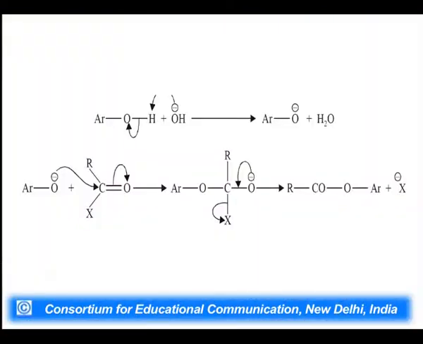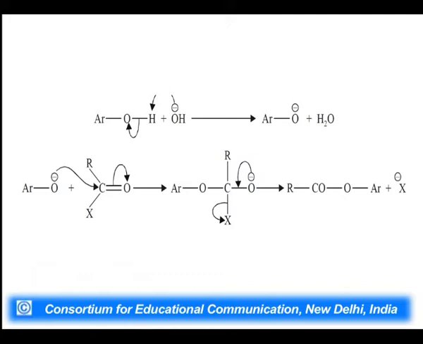In a base catalyzed reaction, phenol ionizes to give us a phenoxide ion, which then acts as a nucleophile and gives us an addition product with the acid halide or an anhydride. This is a tetrahedral intermediate which is unstable, and since it is unstable, it will eliminate a halide ion to generate this product.